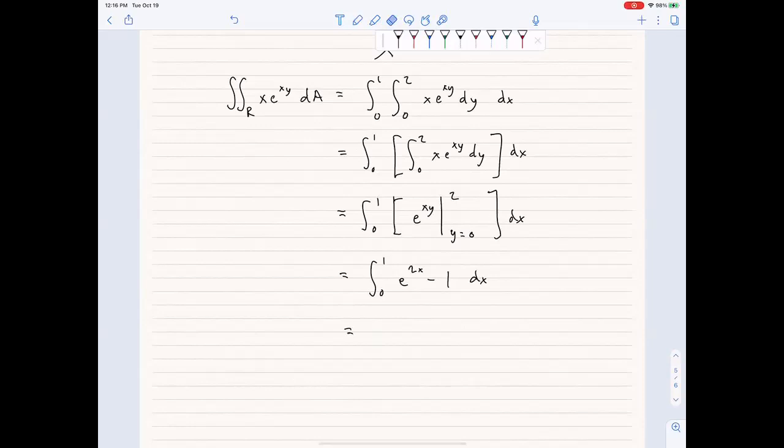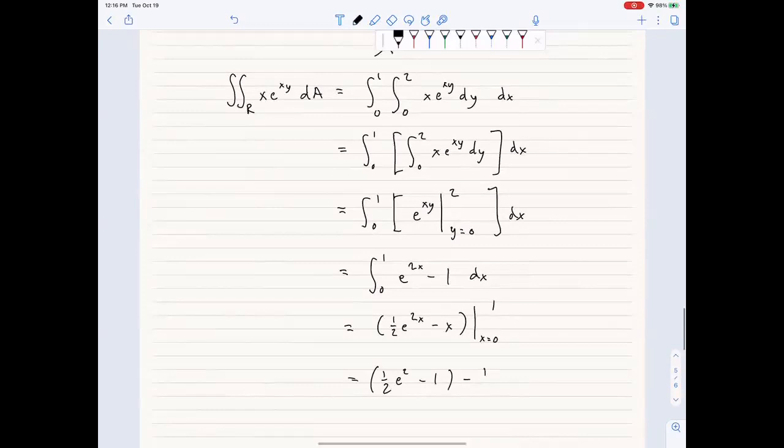Sorry. 1/2 e to the 2x minus x. Here I'm going from x equaling 0 to 1, which is going to give me 1/2 e squared minus 1 minus 1/2, or 1/2 e squared minus 3/2. And I've got my solution.